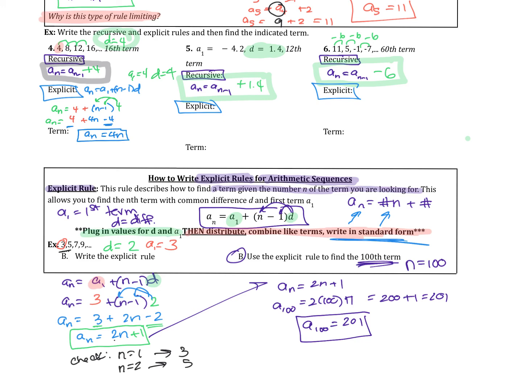So right now, if I asked you for the 100th term, you could tell me the 100th term is 4 times 100, which is 400. If I asked you for the 1,000,000th term, you could tell me that the 1,000,000th term is 4 times 1,000,000, which would be 4 million.